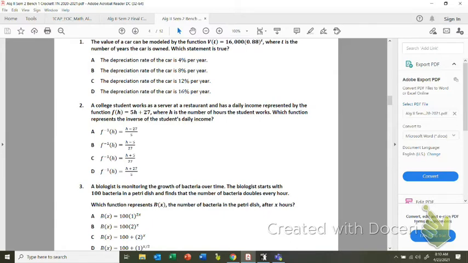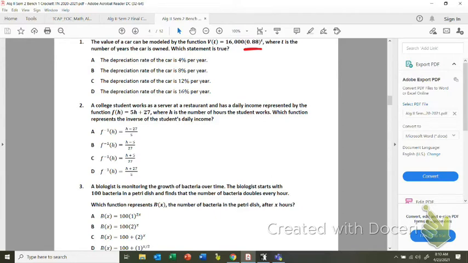All right, so number 1 says the value of a car can be modeled by that function where T is the number of years the car is owned, which statement is true. So look at your choices. What is the key word that all of them include? Depreciation. What does depreciation mean? Go down. So here's our rate. Okay, 0.88. All right, so if we started, this formula is saying that we only have 88% left.